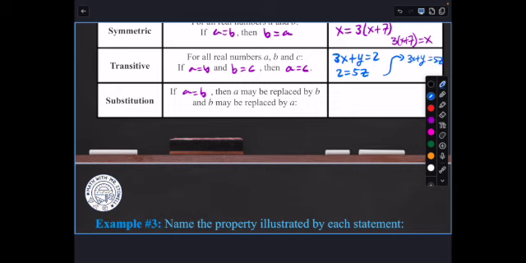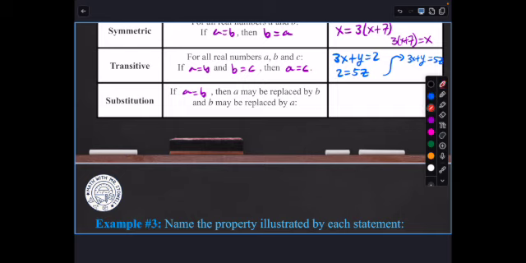Right? Because this equals 2 equals that one, so they must be equal. A equals B, B equals C, so A equals C. You can cut out the middleman. Substitution. Basically, you guys have seen this a lot.